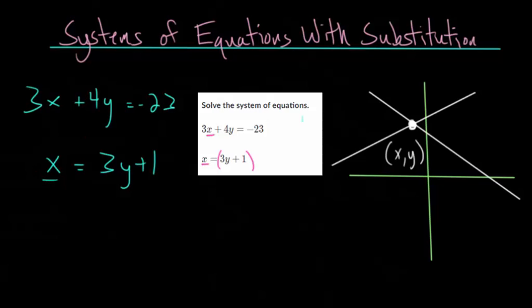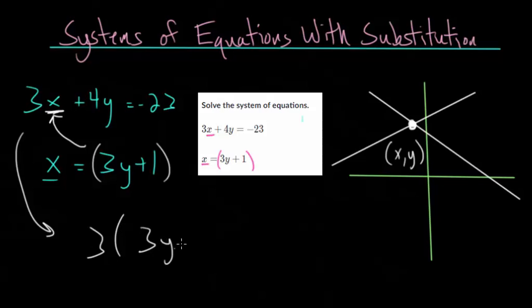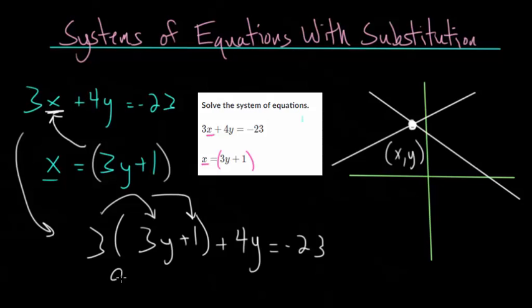Now, once we have one of the variables solved for, in this case x, we're going to go to the other equation and replace x with this entire right-hand side here. So when we do that, we get 3 times in parentheses, and I would recommend putting this in parentheses so that you remember to distribute. So you have 3 times 3y plus 1 plus 4y equals minus 23. And from here, you just solve for y. So we distribute the 3. You get 9y plus 3 plus 4y is minus 23.